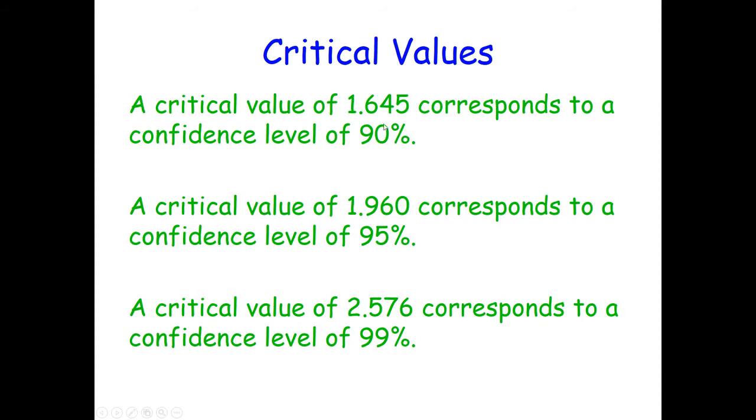90% confidence goes with a critical value of 1.645. 95% confidence, which is the one I already had written down, goes with 1.96. 99% confidence goes with 2.576. These values do not change when we're talking about confidence levels with proportions. So they are worth writing down.